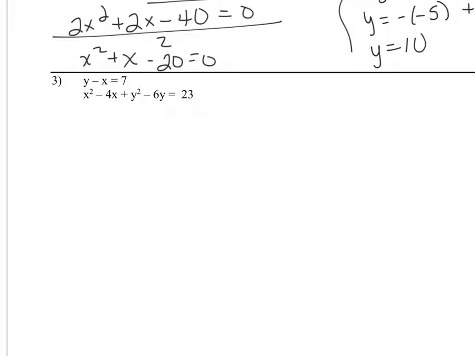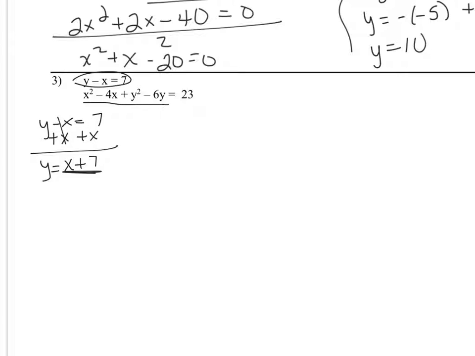But for this particular one, you got to solve for y first. So y minus x equals 7. So I'll say add x. So y equals x plus 7. Now, everywhere there's a y, you have to put x plus 7. And this is what makes this one super fun.